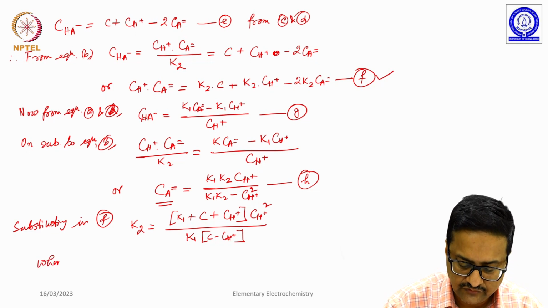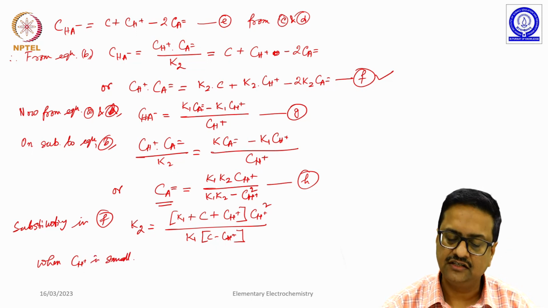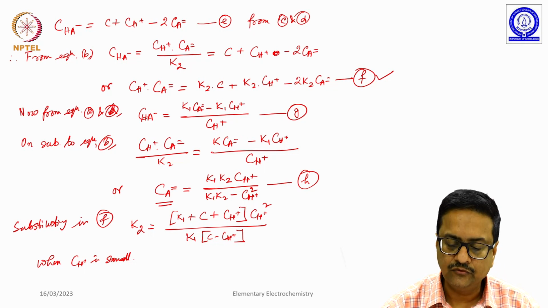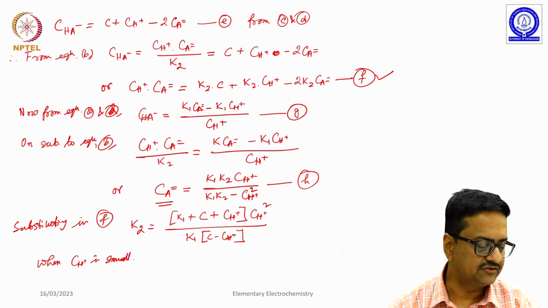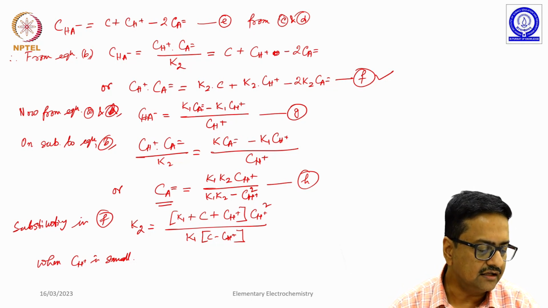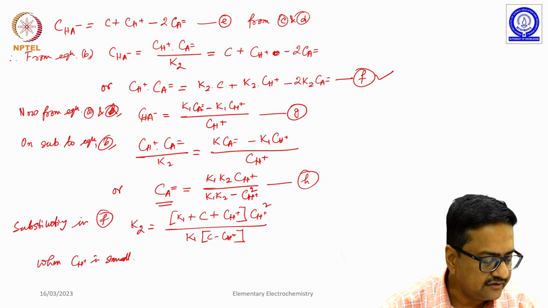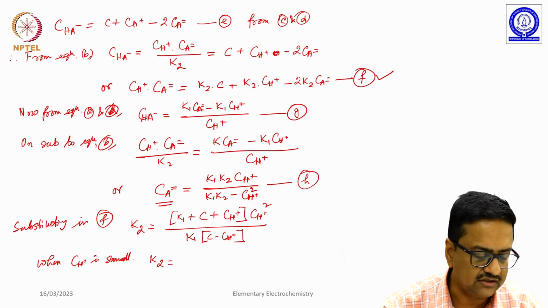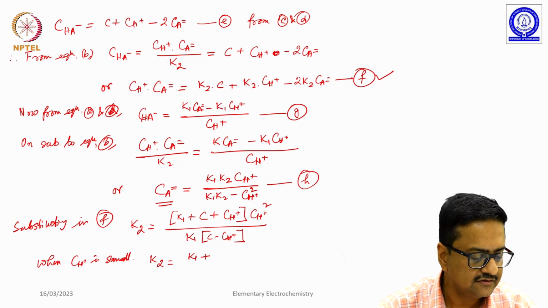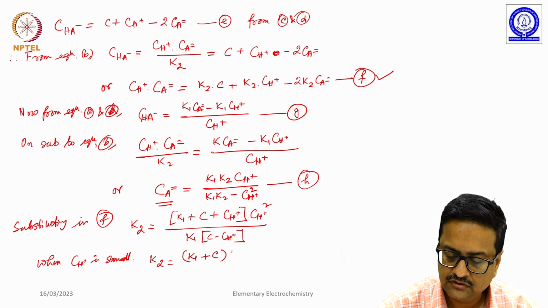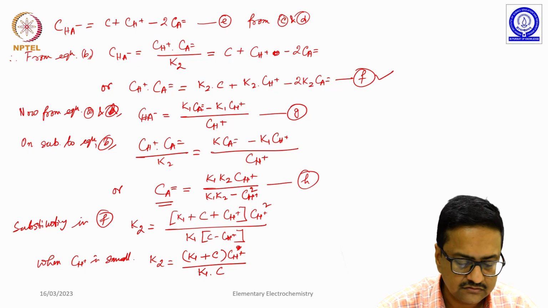Now, when CH plus is small, remember that this solution is a very dilute solution and it is a weak dibasic acid, so it dissociates very little. So, at infinite dilution this CH plus is extremely small, so then one can ignore the term here and rewrite K2 as equal to K1 plus C into CH plus divided by K1 into C.